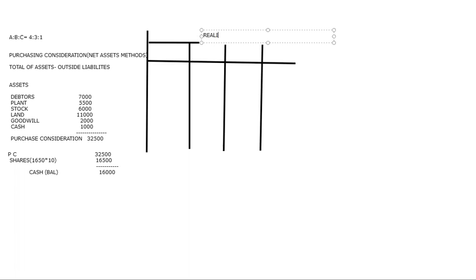So first, realization account, particulars, amount, particulars, amount. Now first we have to transfer all the assets, no? So that is what I'm doing here. I'm transferring all the assets first. So what all the assets do I have? When I'm transferring, I'll transfer all at my book values, not the revalued values.